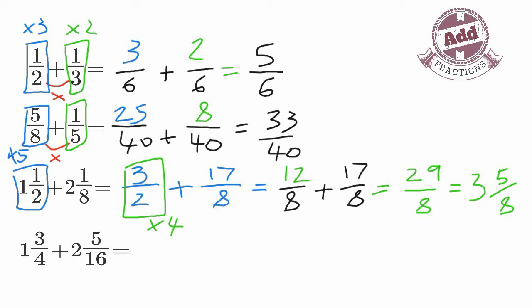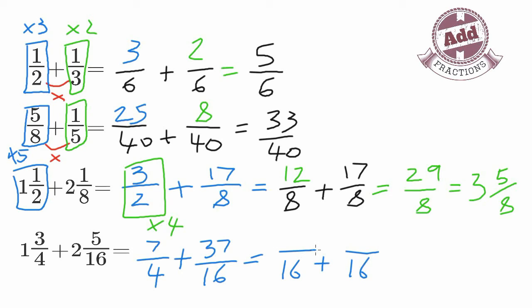Okay, so let's have a go at the last one. Again, we can rewrite this number as an improper fraction. So we've got 1 and 3 quarters, that's 7 quarters. And then we've got 2 and 5 sixteenths, that's 32, plus the 5, 37, and they're 16ths. So we can write them in 16ths. We don't need to change the bottom number. Both numbers go into 16.